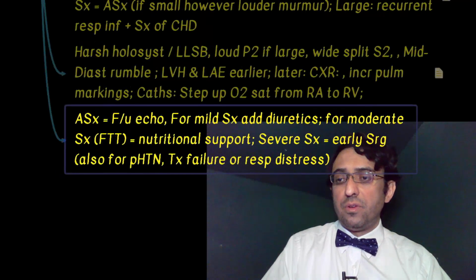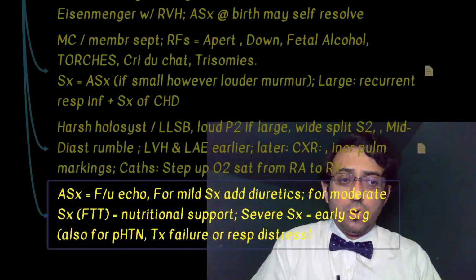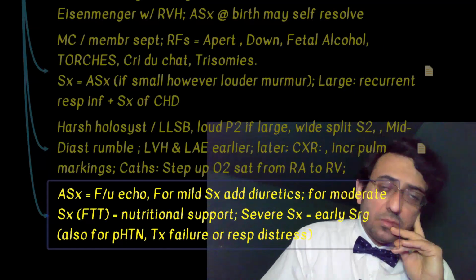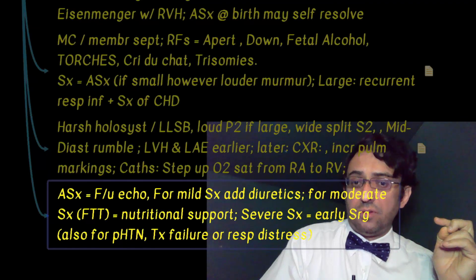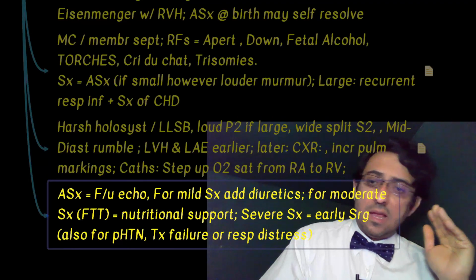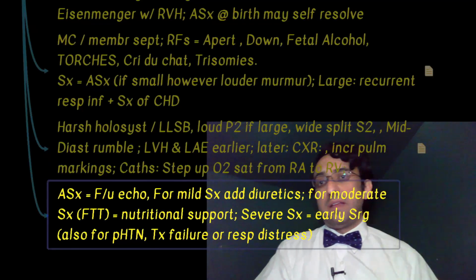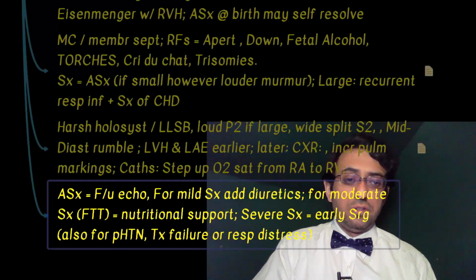Describe the management of ventricular septal defect. We mentioned the majority will close or will be asymptomatic. Regardless, all kids require not only initial echo but follow-up echoes, and that will be the only thing needed for asymptomatic kids. However, for mildly symptomatic kids, we may consider addition of diuretics.